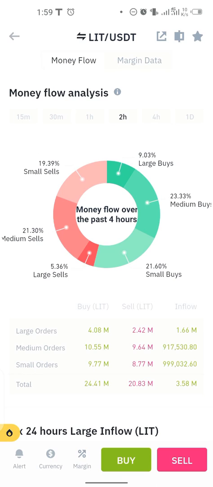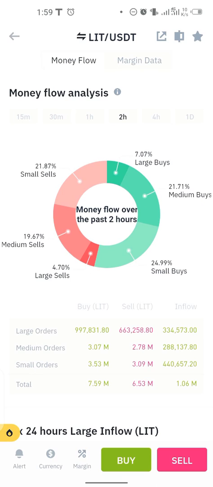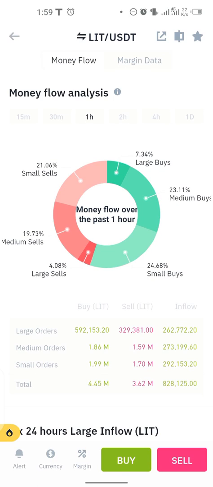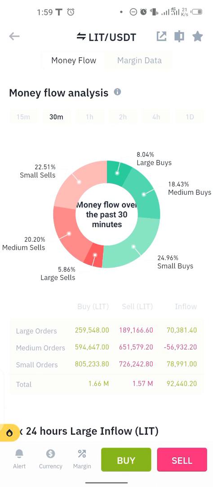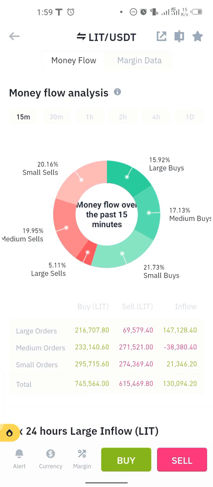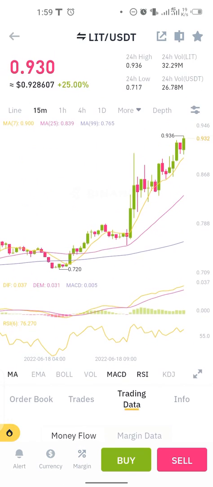All the same, in 2 hours you see the same thing. In 1 hour, the same thing. In 30 minutes, the same thing. Only the medium sellers are larger than the medium buyers. In the 15 minutes, you also see only the medium sellers are larger than the medium buyers. Now, this gives you confidence about this trade.